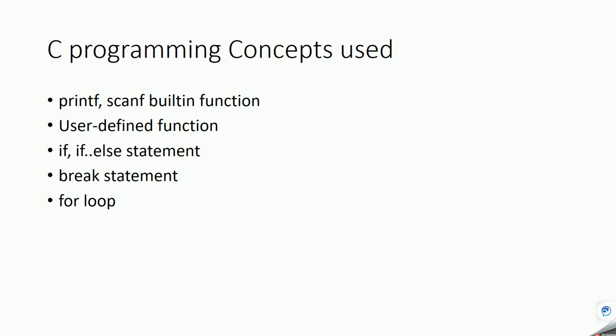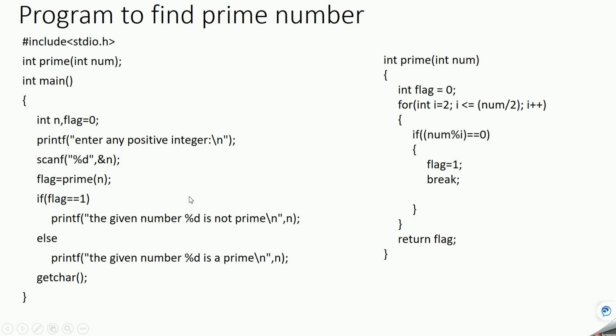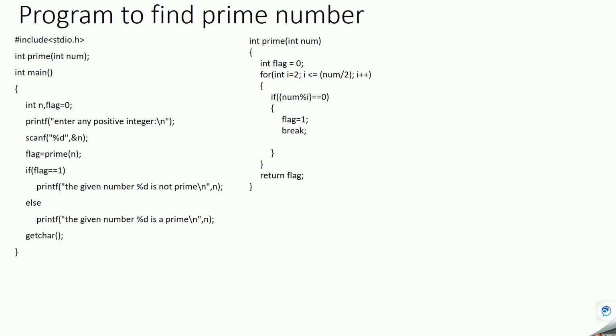So let's see the program. This is the program that will help us find whether a number is prime or not. So let's see how this program works in detail. Now we have the program like this, and this program has a function that takes a number as input and returns either 0 or 1 to indicate whether it is prime or not.